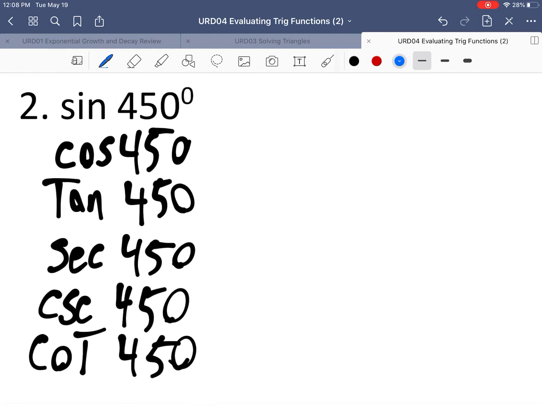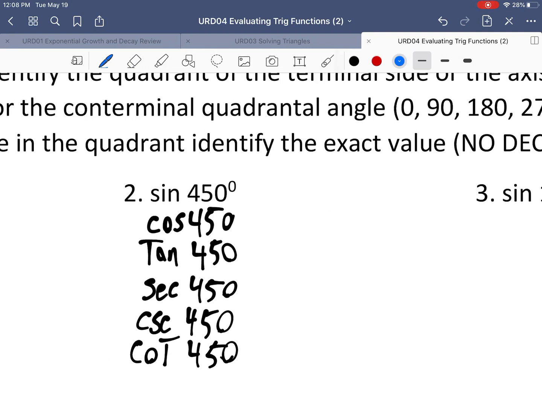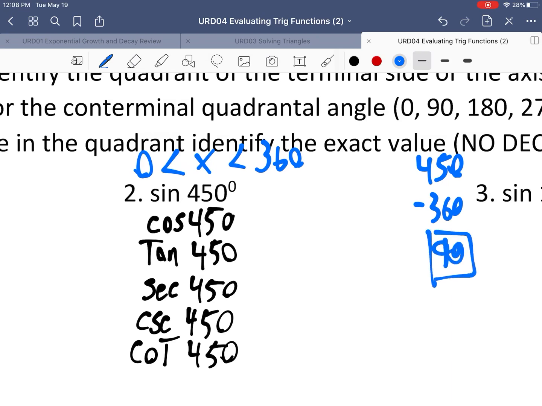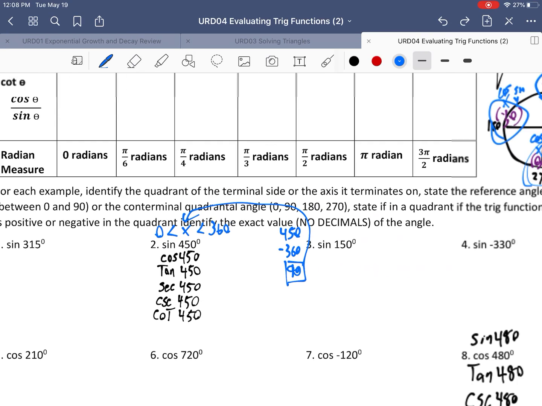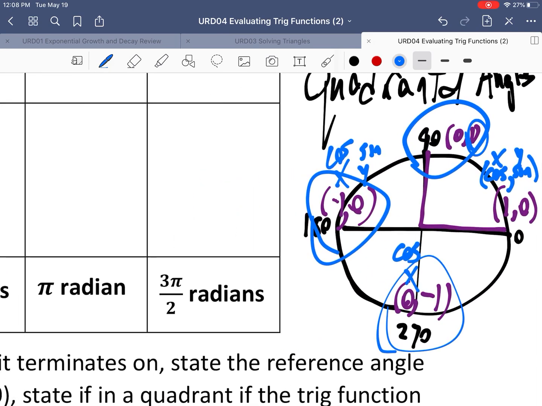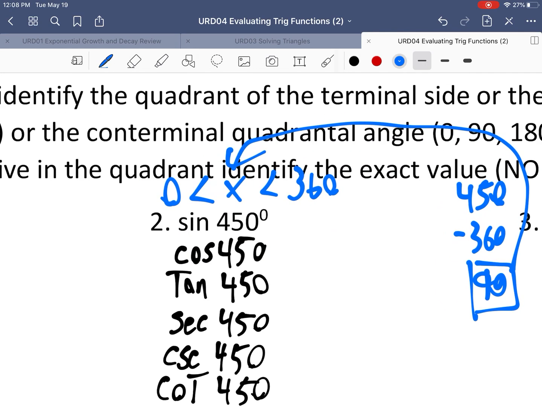So let's take a look at number 2, which is to find the sine of 450. Well, first step is you have to find the coterminal angle between 0 and 360. In other words, start at 450, and we're going to keep subtracting 360s until we get between 0 and 360. So if I subtract 360, I'm going to get 90. So 90 is between 0 and 360. So this is going to be the same thing as finding the sine of 90, mathematically equivalent. So the sine of 90, if we look at the graph here, is 1.